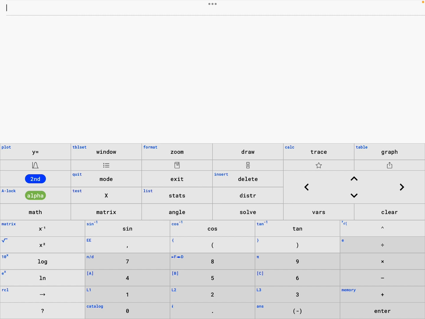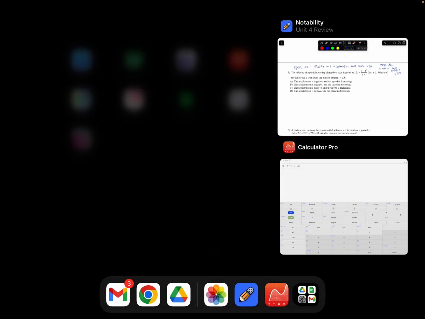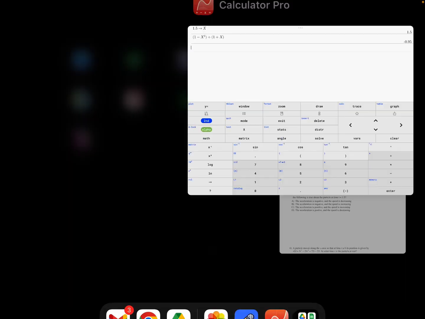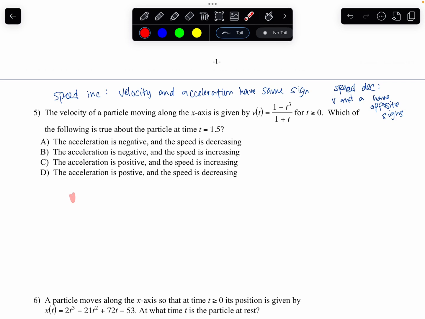So what I like to do, to plug values in, I'm just gonna do 1.5. Was it 1.5? Yeah, 1.5. Store as x value, and then I'm going to type in the function. So it was 1 minus t to the third, so parentheses 1 minus x to the third, divided by 1 plus x, I believe is what it was, right? Okay, I'm going to click enter, and I get negative 0.95. So v of 1.5 is equal to negative 0.95.